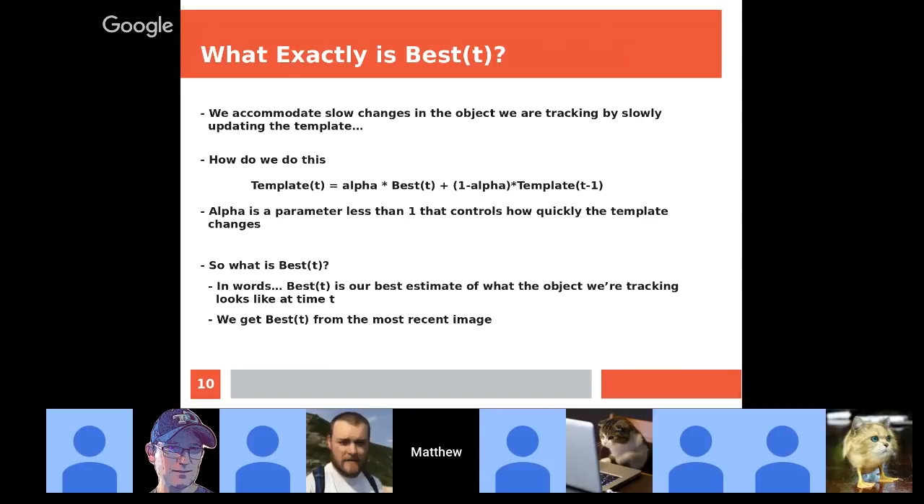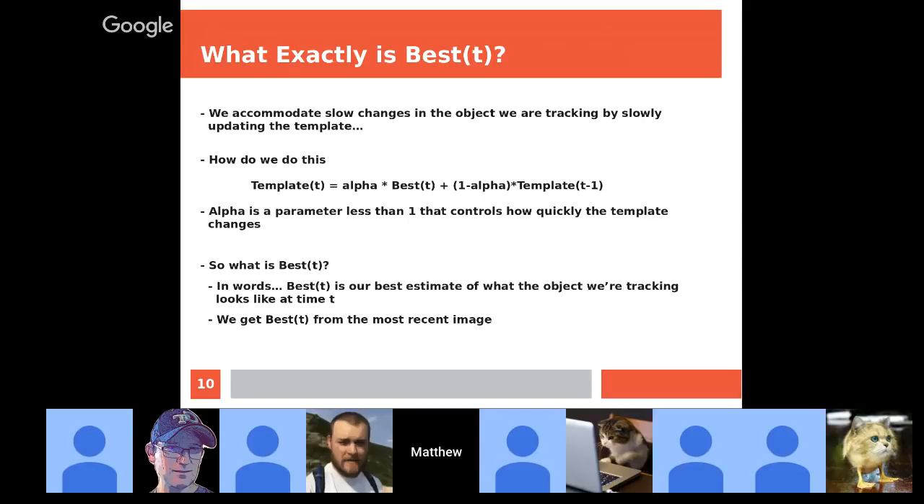is appropriate. And you'll want to experiment with this parameter for the different videos you have, using the intuition that large values of alpha are for templates that change quickly, and small values of alpha are for templates that change slowly. So I've been dodging the question here.